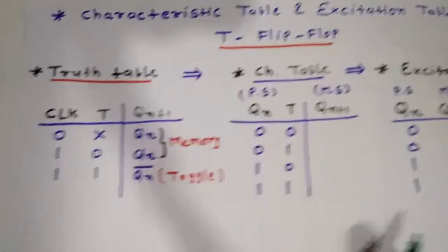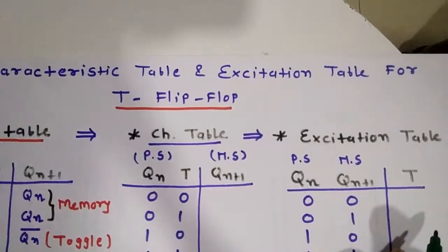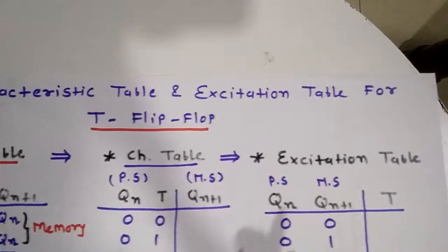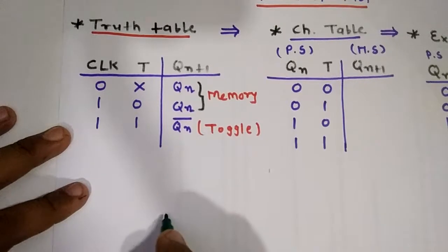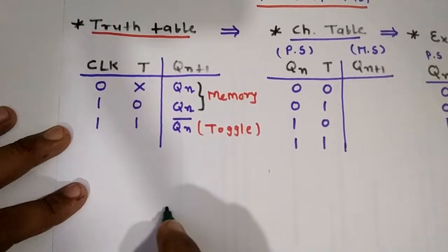Hello friends, today we learn the characteristics table and excitation table of T flip-flop. So first of all, how to make the T flip-flop. T flip-flop is made by the JK flip-flop.